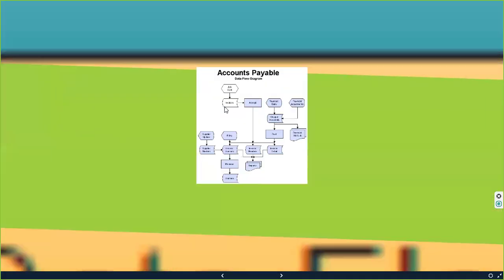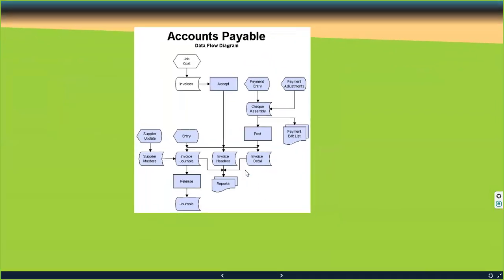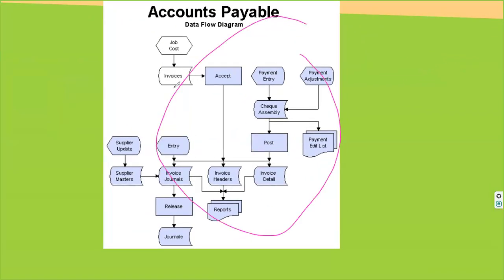Actually, how the data will flow. So this is very important because you have to design a system where you have to know how data will flow, and from this thing actually you will design the output.